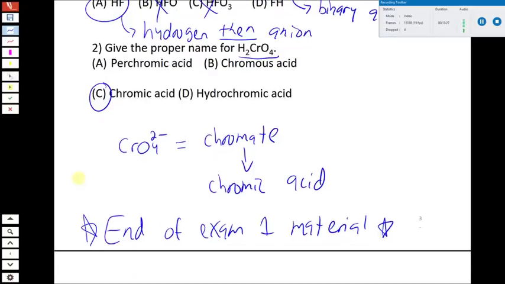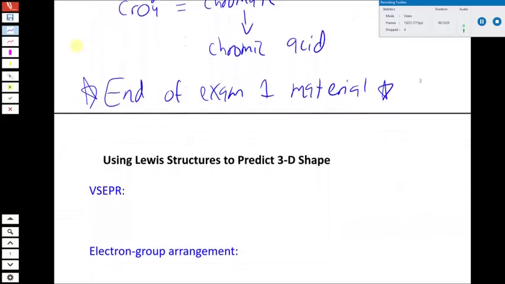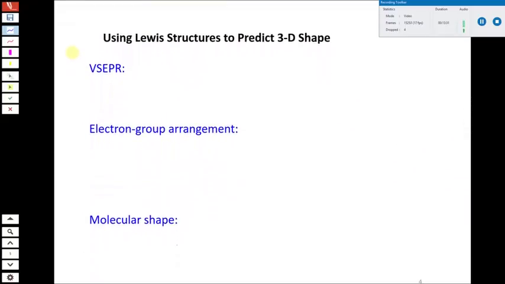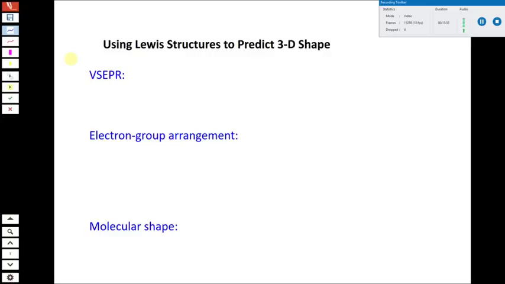But we're now going to move on to Chapter 4, which will not be on the first exam. It will be on exam 2. But it follows very closely from some of the things we did in Chapter 3. So in Chapter 3, one of the big topics that we finished up last time was drawing Lewis structures. And we said that Lewis structures are 2-dimensional representations of molecules. We just kind of randomly arrange the atoms on the paper and draw the bonding and non-bonding electrons. What we're going to start with in Chapter 4 is how to predict the 3-dimensional shape of a molecule.